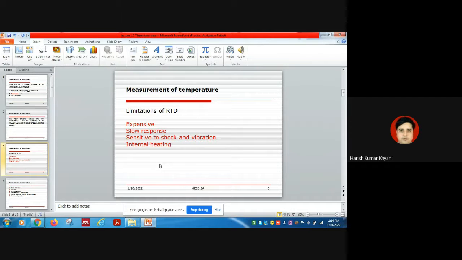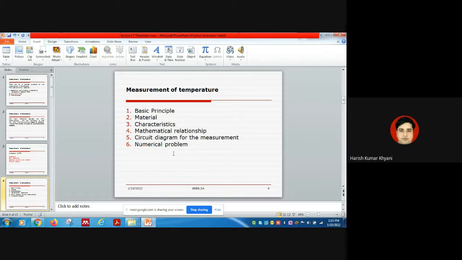When the change in temperature occurs, there is a very slow response in resistance. And third one is it is sensitive to vibrations. If you are measuring temperature and some vibrations or some shocks are observed, then it is very sensitive and your recorded data may malfunction and may not be correct. And one more limitation of this is internal heating. When temperature increases, internal heating is also observed, which also affects the recorded data, right?